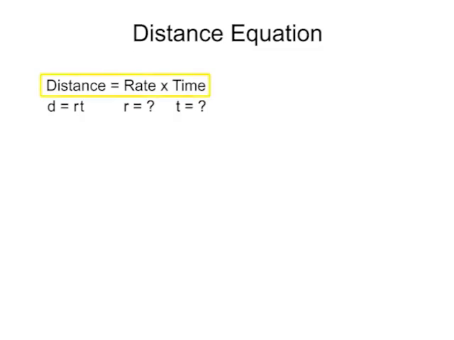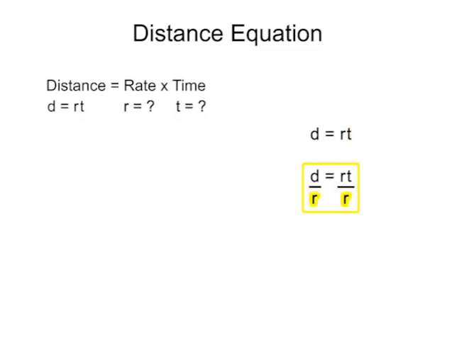For instance, the distance equation is typically expressed as d equals r times t. But if we wish to write the equation in a form that solves for the time, t, we must first manipulate the equation to isolate the time variable. To isolate time, first divide by r. Since the right side of the equation was divided by r, the left side of the equation must also be divided by r. The r's on the right side cancel out since anything divided by itself is equal to 1.